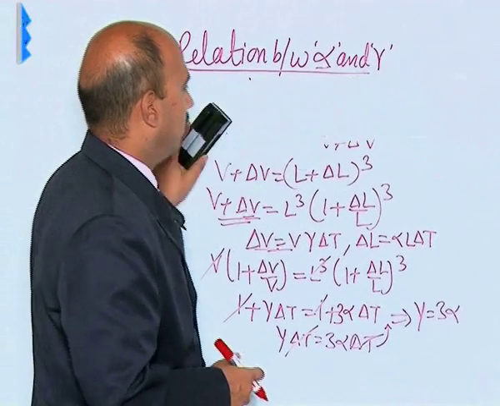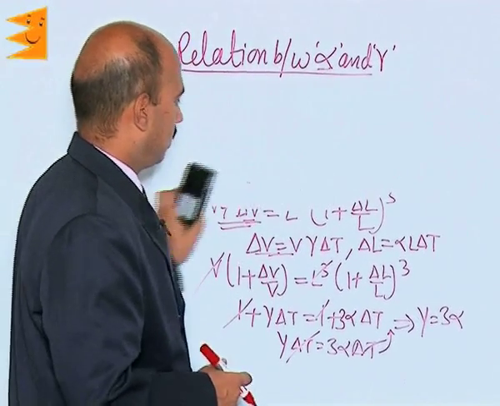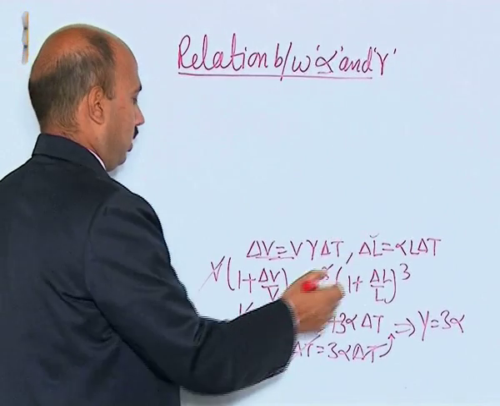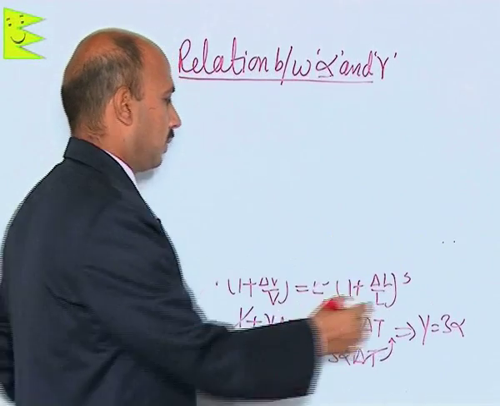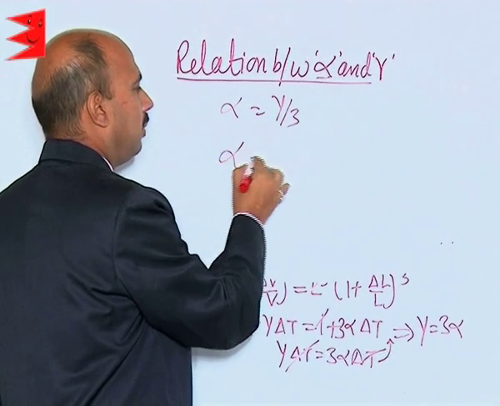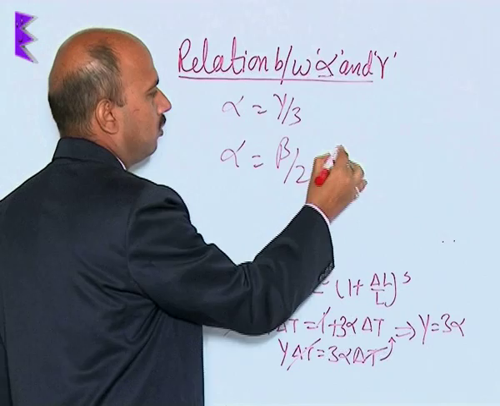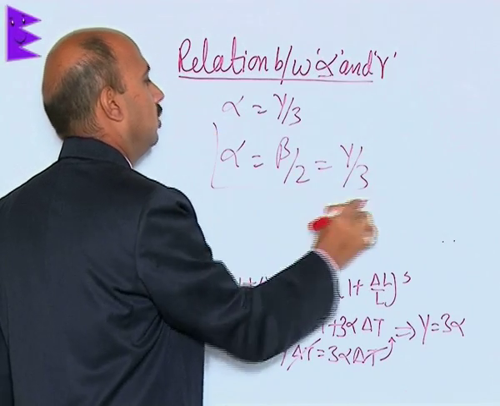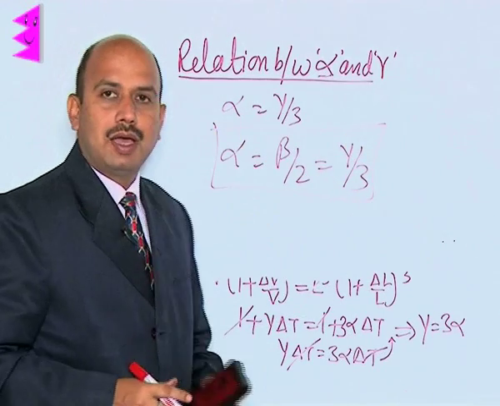So, we can write here alpha is equal to gamma by 3. So, the relation can be written alpha is equal to beta by 2 is equal to gamma by 3. So, this is the relation between alpha, beta and gamma.